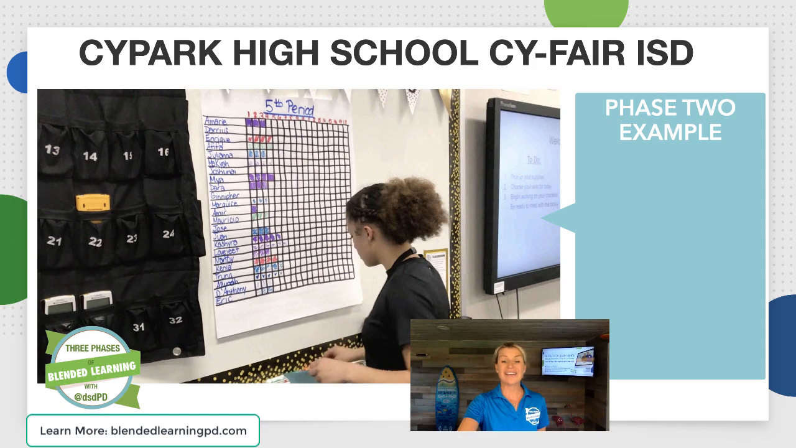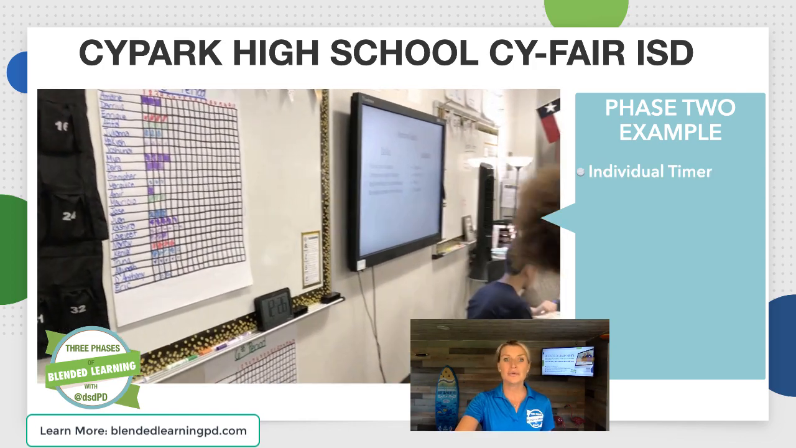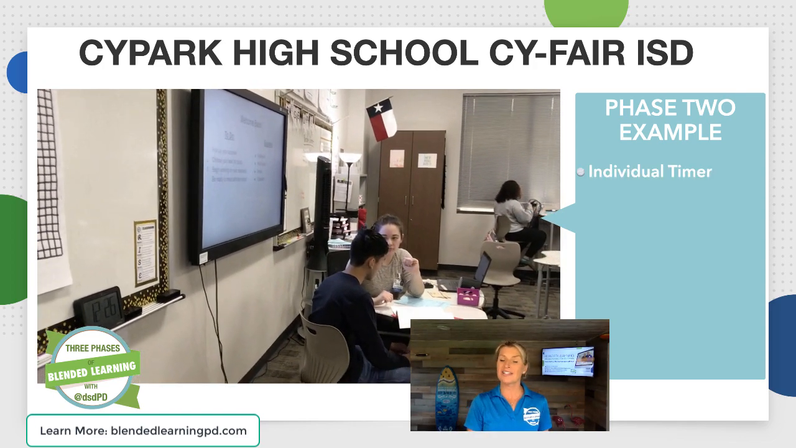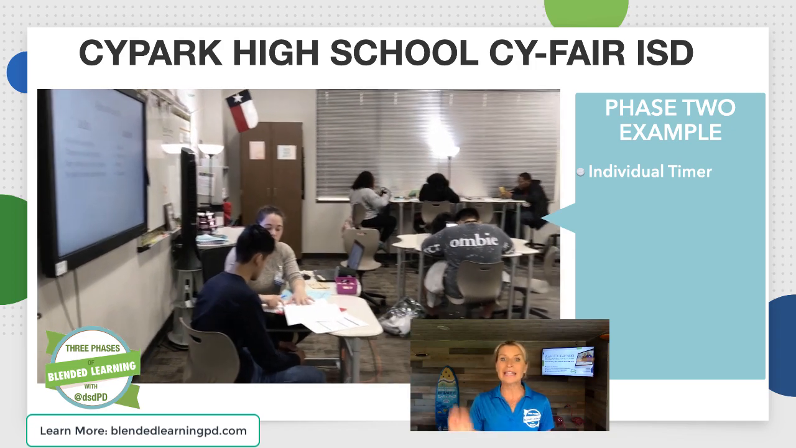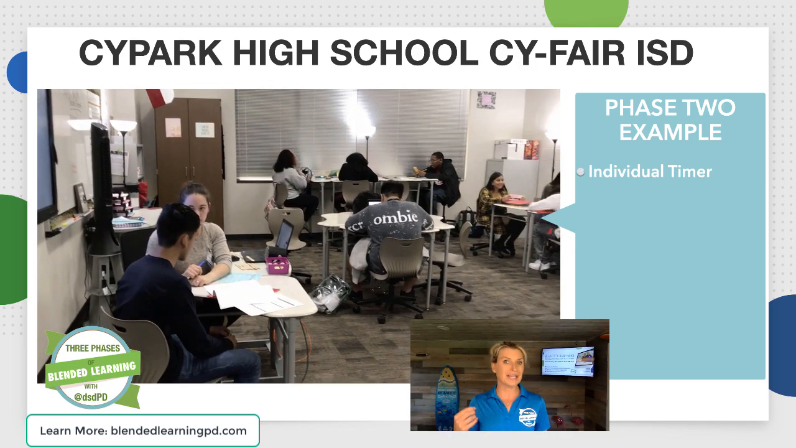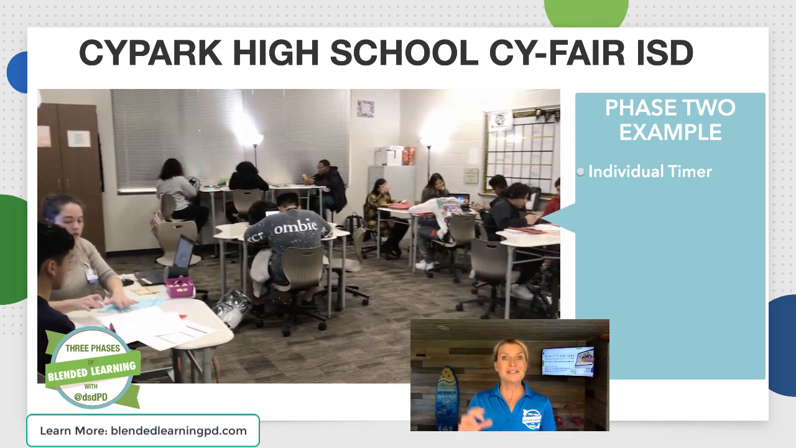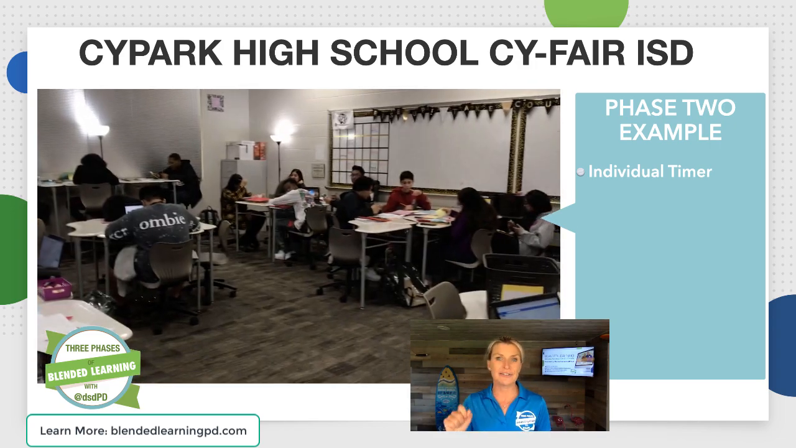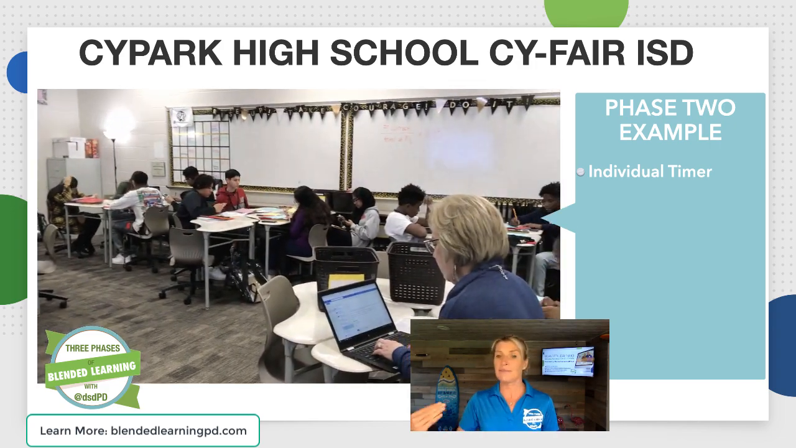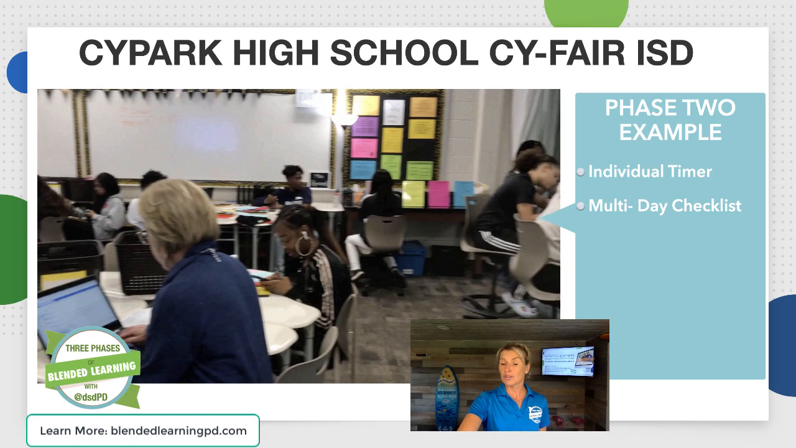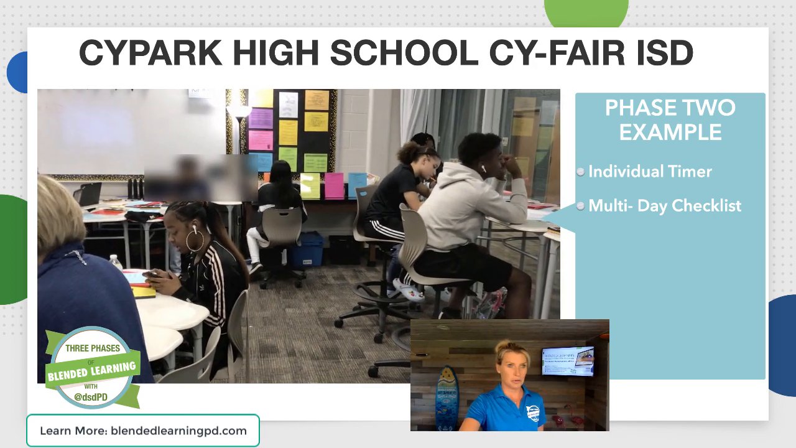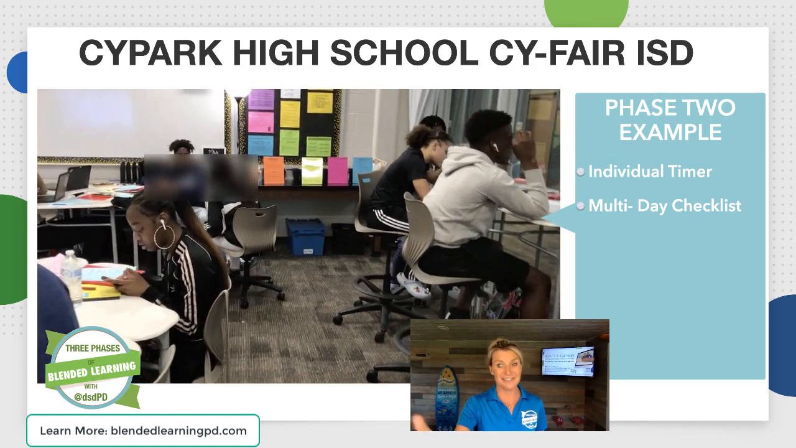In phase 2, we have individual timers. The students will time themselves. So when they get one activity done, they're going to move to the next. The last thing we want blended learning to do is create a room full of procrastinators. So we tell the kids, hey, work on this activity for about 10 to 15 minutes and then move on. There's a multi-day checklist, so it's going to last for 2, 3, 4, or maybe even 5 days.